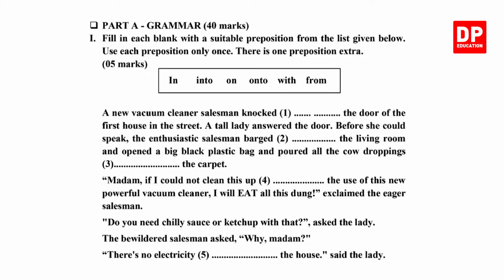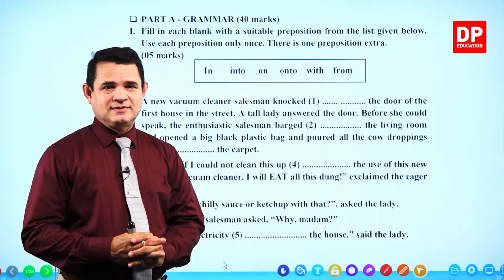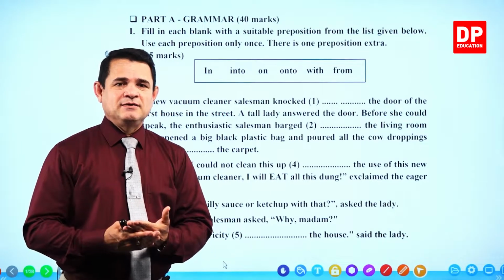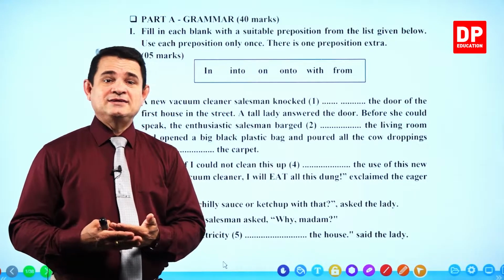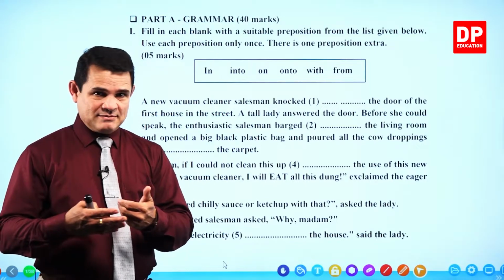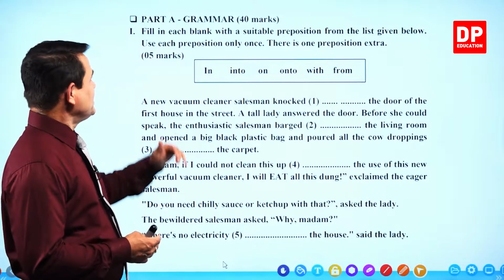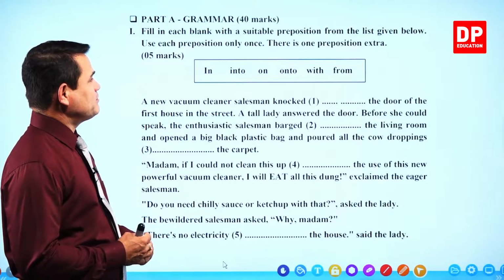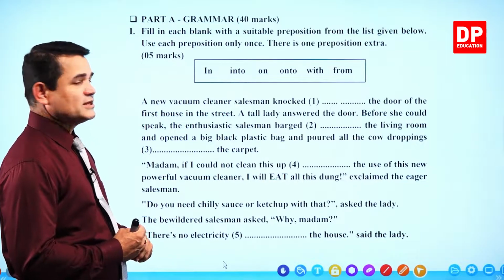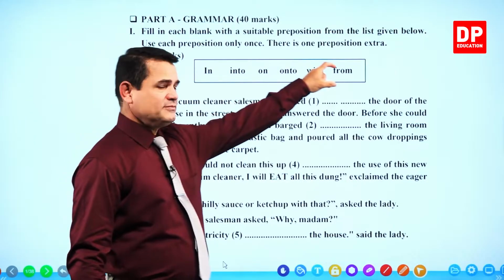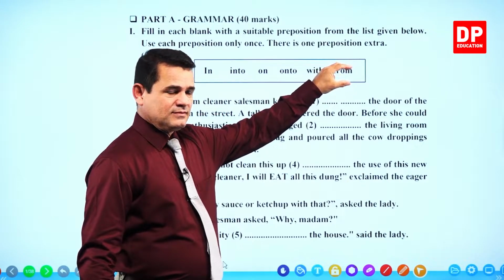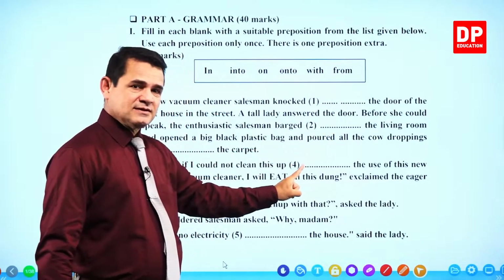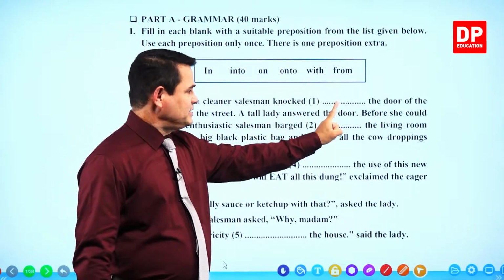Part A, grammar. 40 marks. Part A has 40 marks. So in this part your grammar knowledge is tested, right? And first one, fill in each blank with a suitable preposition from the list given below. So there is a list given here. These are prepositions. Using these, you have to fill in these blanks.